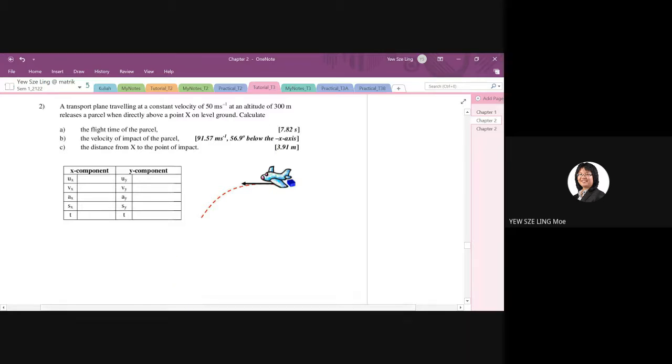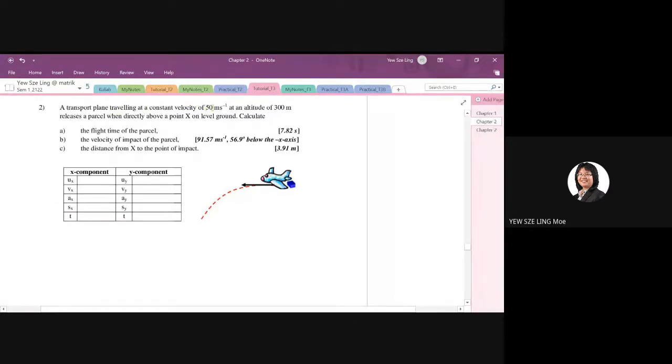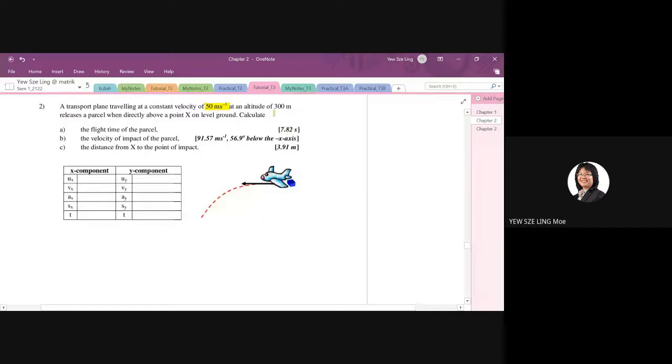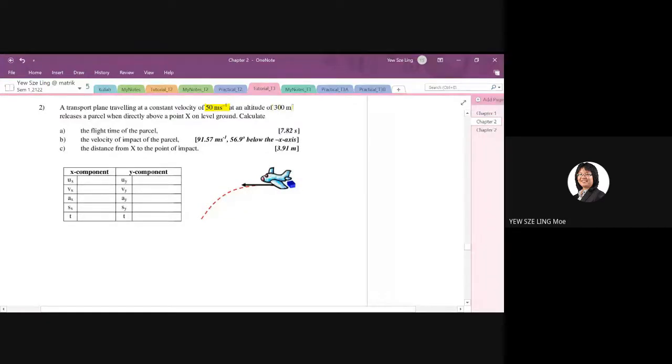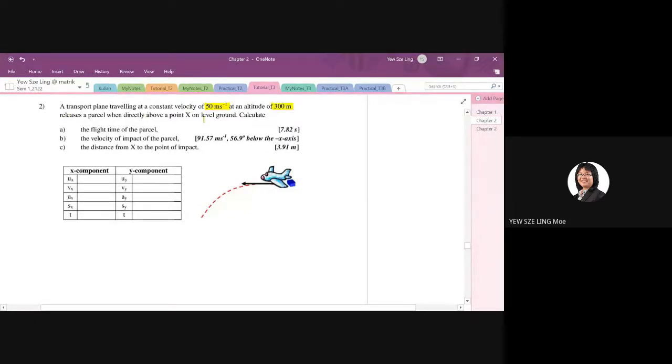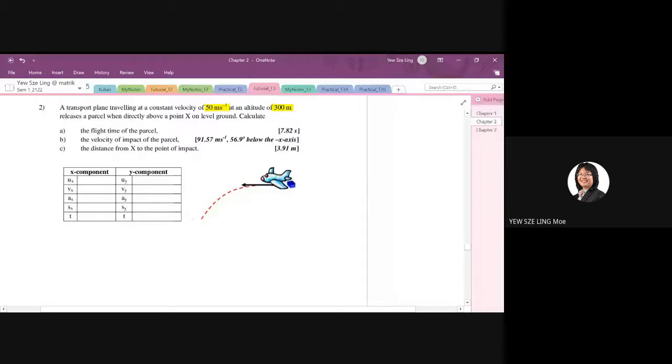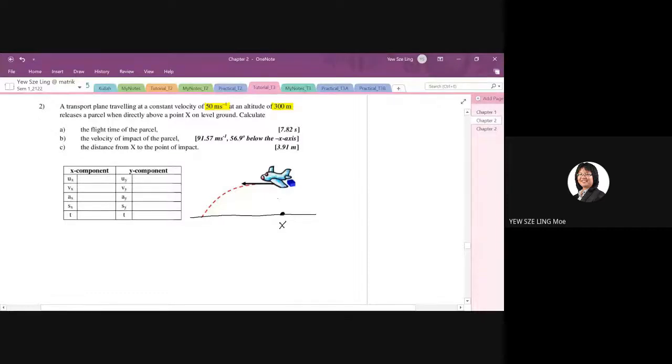Question 2. Now you have a transport plane traveling at a constant velocity, 50 meter per second, at an altitude of 300 meter directly above point X on the level ground. Actually there's one piece of information missing in the diagram. So this is your ground, and then this is point X. The diagram is a bit incomplete.